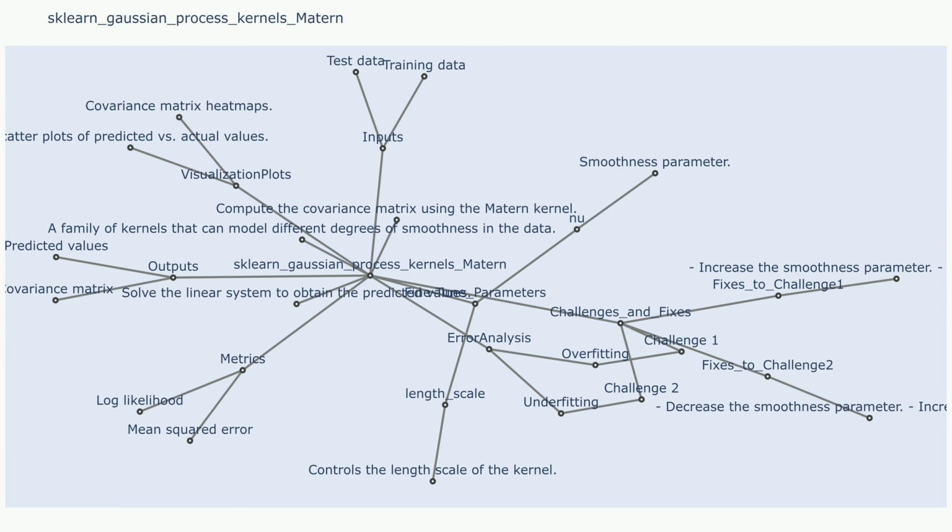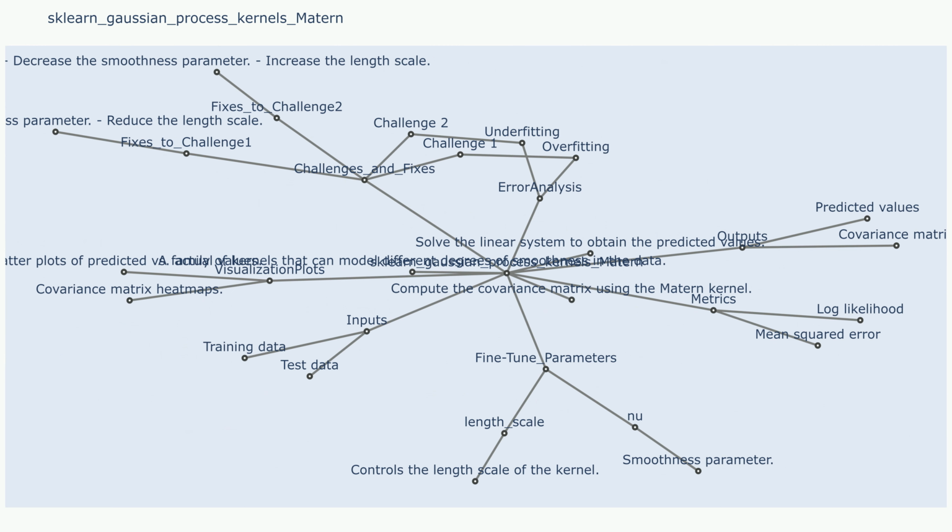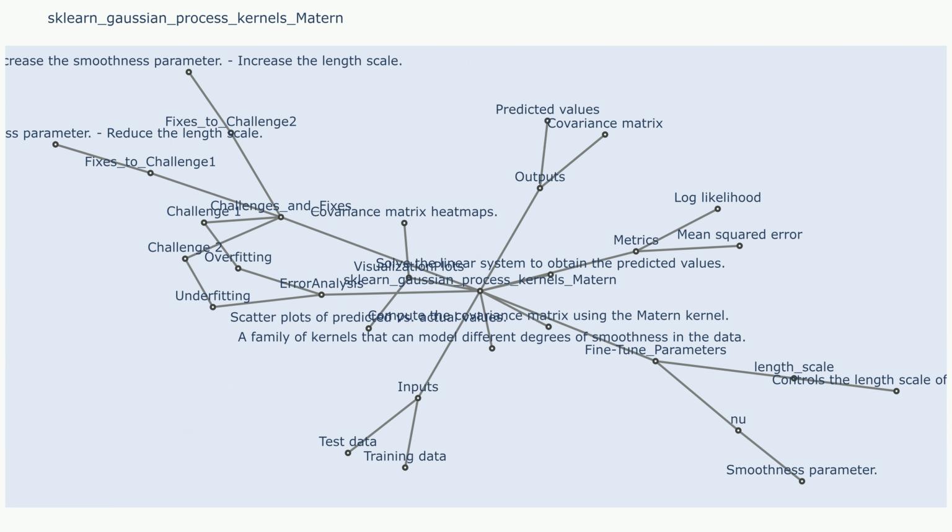The Matern kernel function is then applied to the calculated distances to determine the covariance between the input data points. The function involves a combination of exponential and Bessel functions. Compute the covariance matrix. The pairwise covariances between all input data points are calculated and stored in a covariance matrix. This matrix is used in GP regression to infer the relationships between the data points.